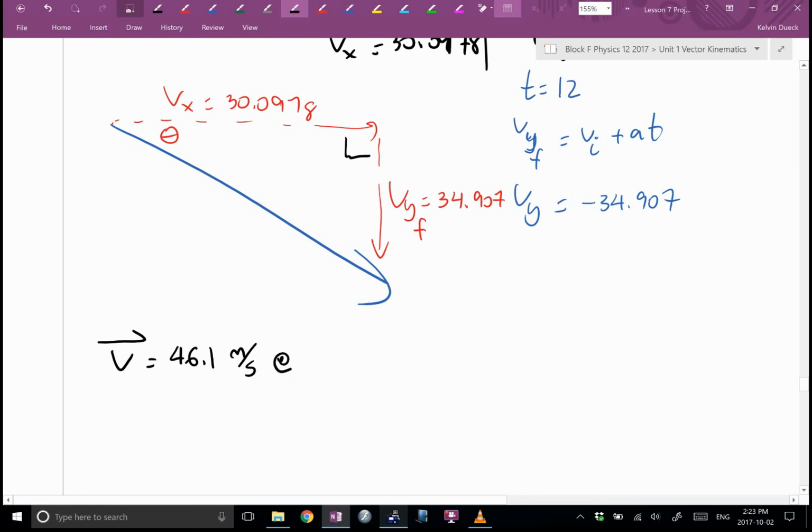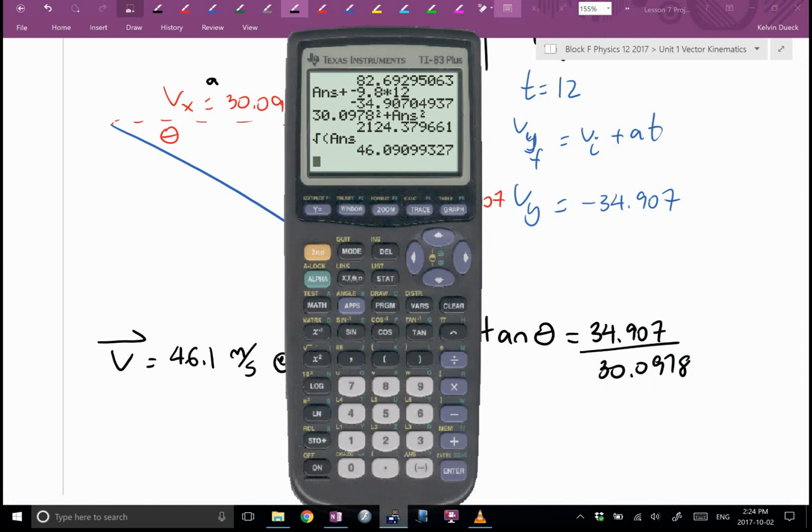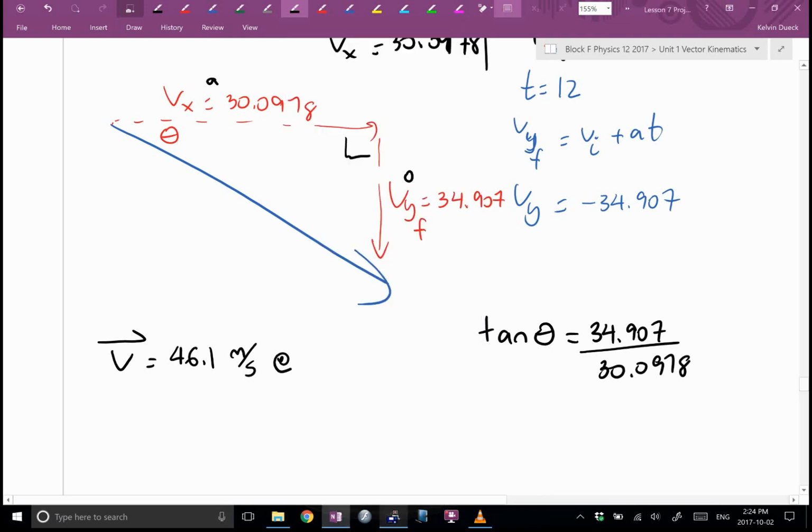At an angle, opposite over adjacent, so shift tangent of 34.907 divided by 30.0978, and I get, is that right? 49.2 degrees. And we are done the unit.